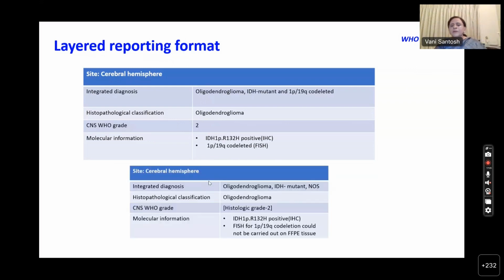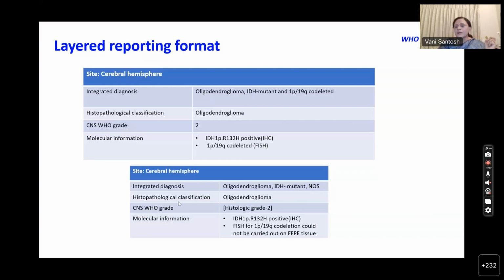There is another example, the same oligodendroglioma, which is IDH mutant, but I've called it NOS. Now why have I called it NOS? Because here we have information that it is IDH1R132H positive by IHC. In my center, I was able to do only IHC. So we know it is IDH mutant, we know it is oligodendroglioma by histology, but I am not able to perform FISH on this particular case in my center. So since it's not a complete diagnosis, we have to say NOS.